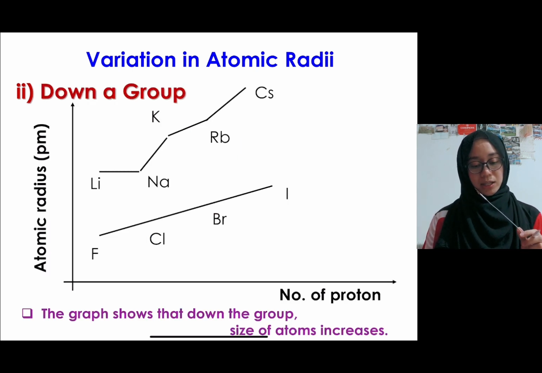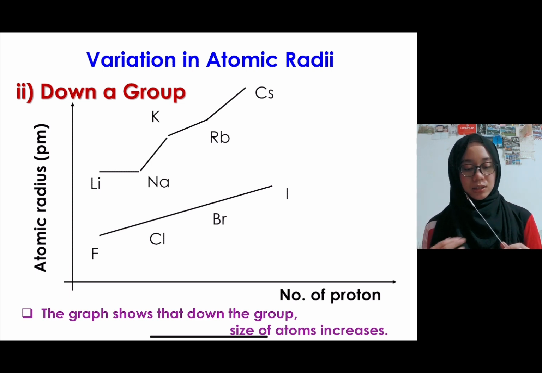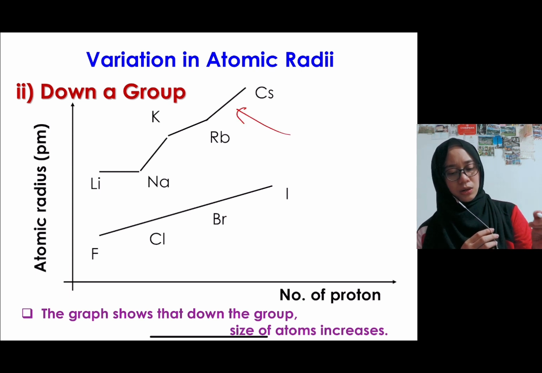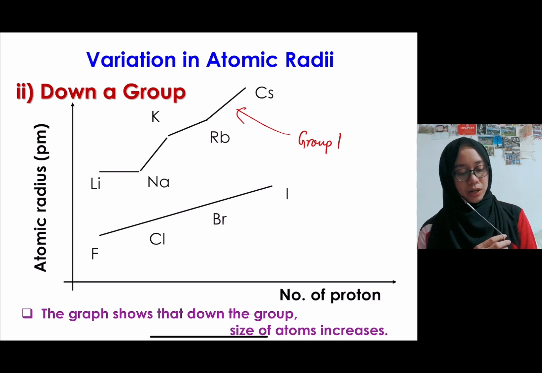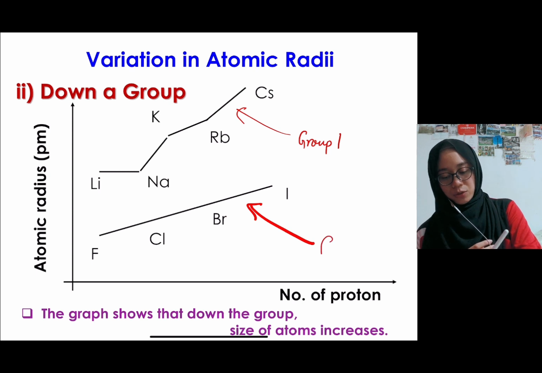Okay, so this is basically the graph showing that going down the group, the size of atom increases. So kalau yang pertama yang atas sekali kat sini, itu adalah group 1, elemen yang berada di dalam group 1. Meanwhile, fluorine, chlorine, bromine, iodine pula adalah elemen di dalam group 17.